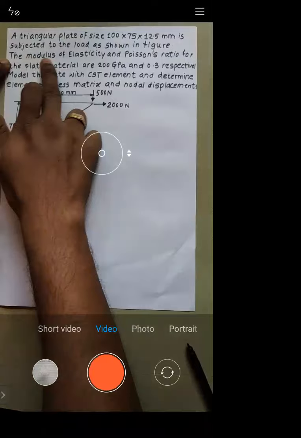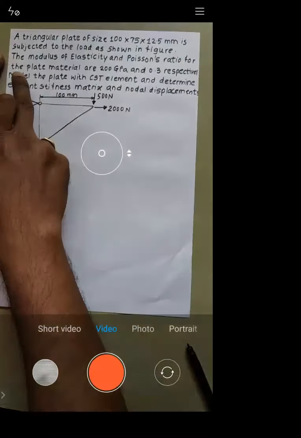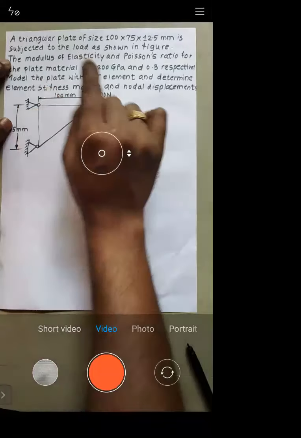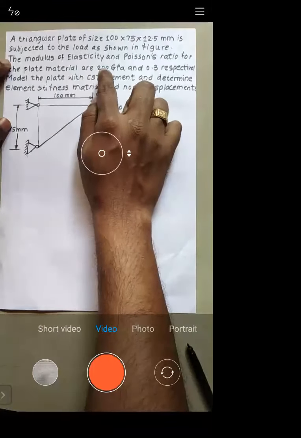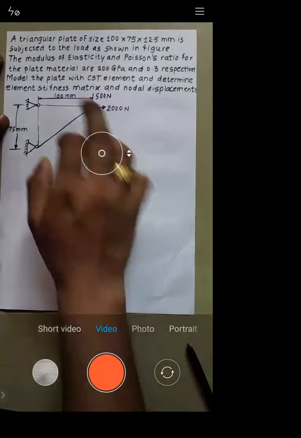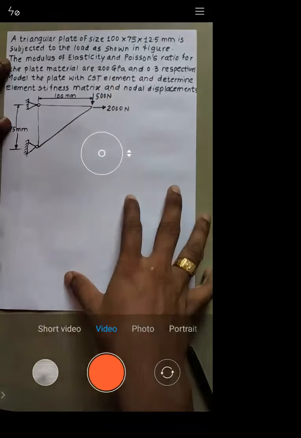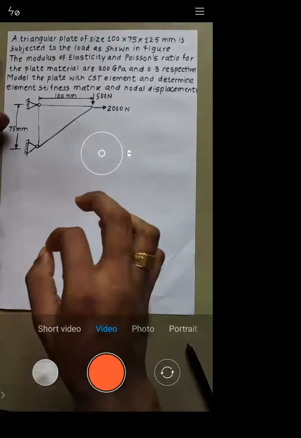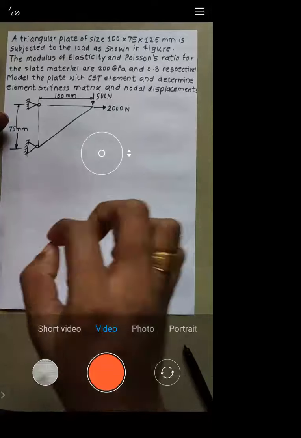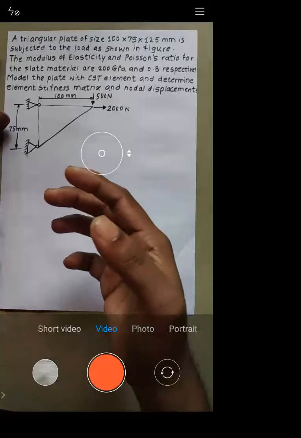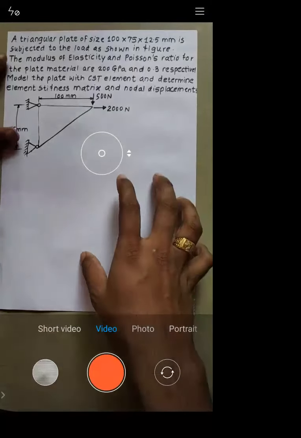The modulus of elasticity and Poisson's ratio for the plate material are 200 gigapascal and 0.3. So this plate is made up of a material with modulus of elasticity 200 gigapascal and Poisson's ratio 0.3. Next, plate with CST element. So this problem we need to solve by considering a CST element, that is nothing but a constant strain triangle. That is basically a 3-noded triangular element, right?